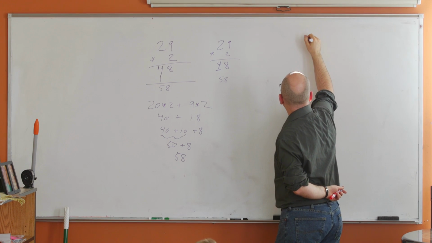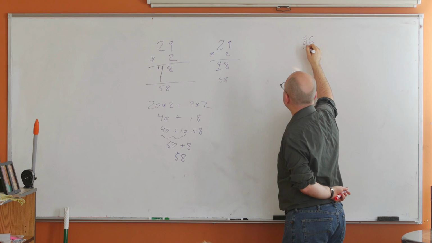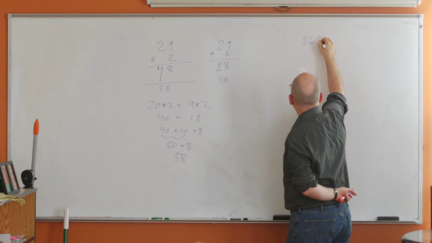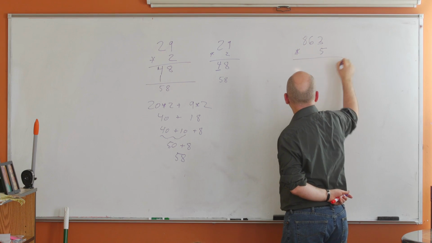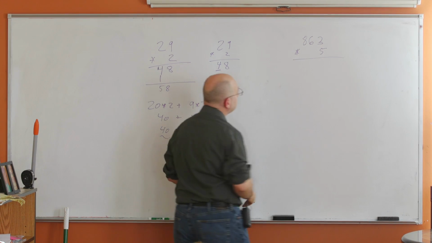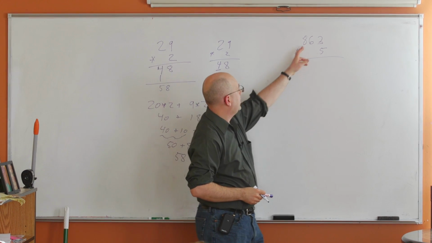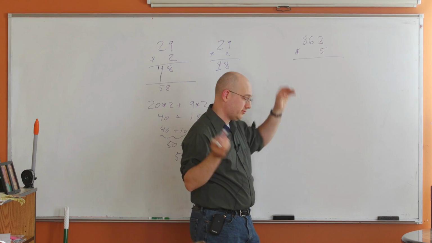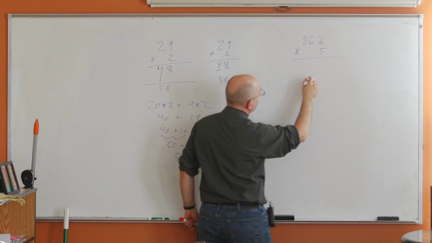Let's do something else. I don't know. Let's say 863 times 5. So, in my mind, just real quick, I'm thinking 800 times 5, 4,000. So that's good.